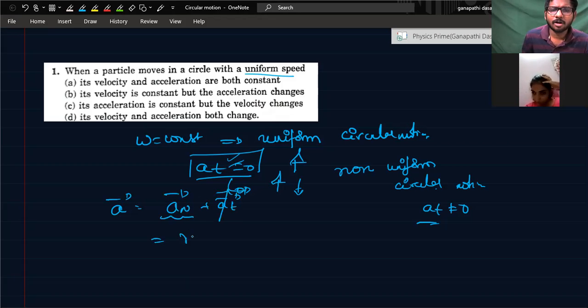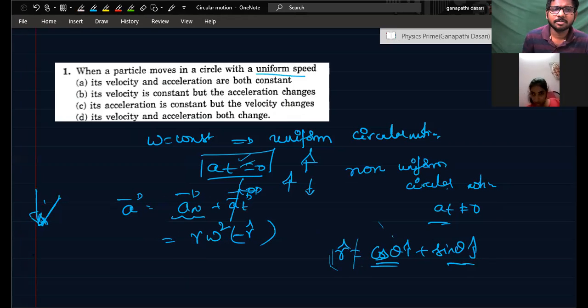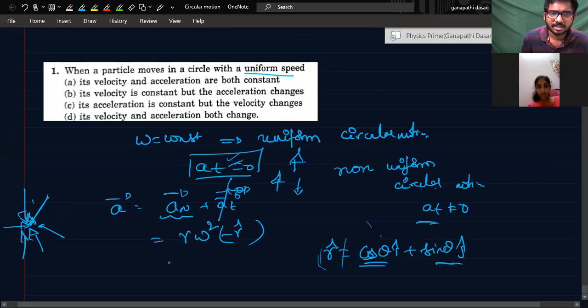But the a_n vector we also got as r omega square into minus r cap. This r cap I also told you is cos theta i cap plus sin theta j cap. The magnitude may be 1 unit, but theta will always change, so this r cap will also change. After some time the acceleration will be like this, so the direction of that normal acceleration will also change.